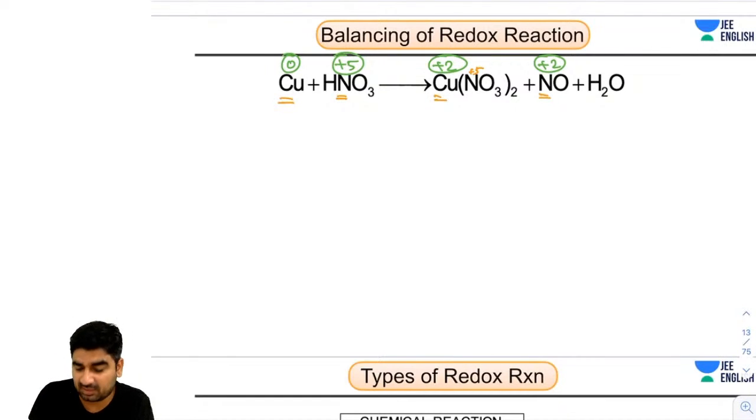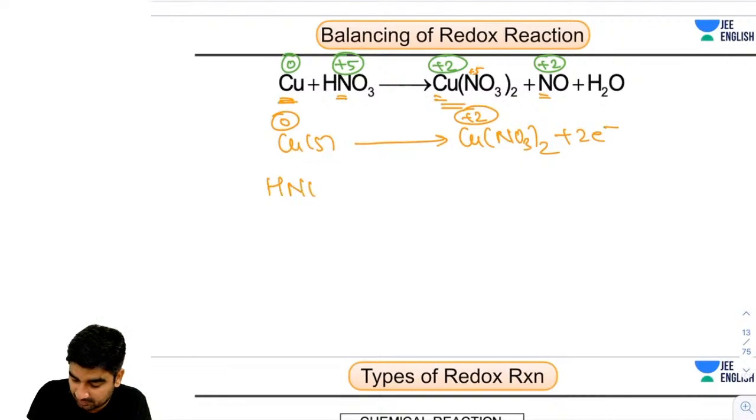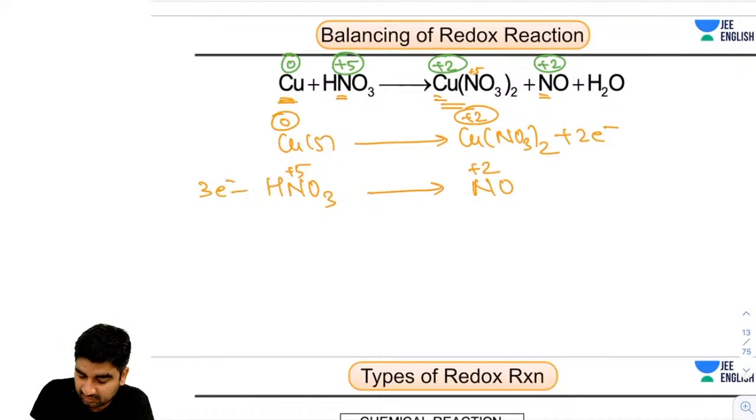So just do the easy part first. Copper is going into this, so from 0 to +2. So you will just write 2 electron, right? And now do the second part. HNO3 is going into this. This is +5, this is +2. So you will write 3 electron.